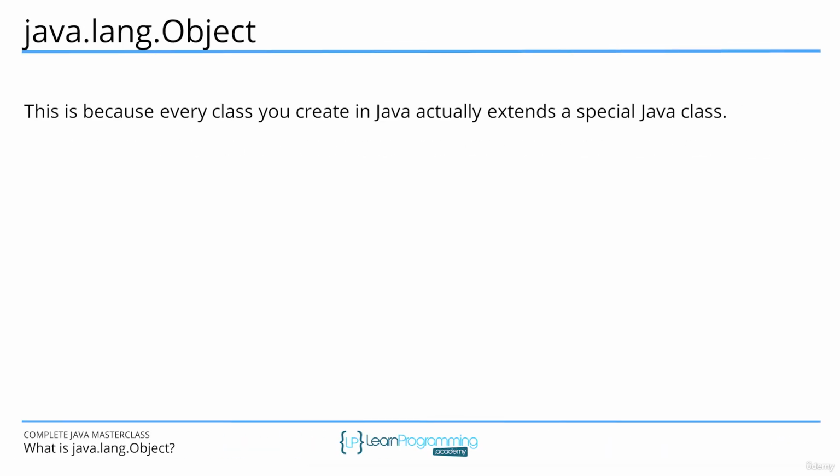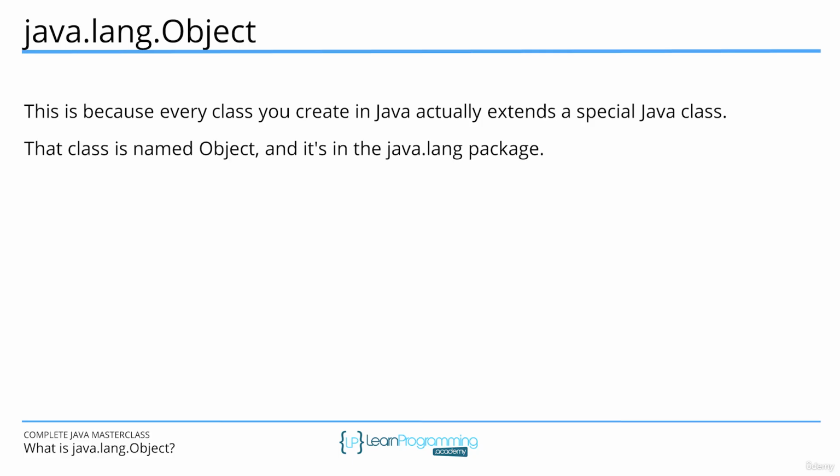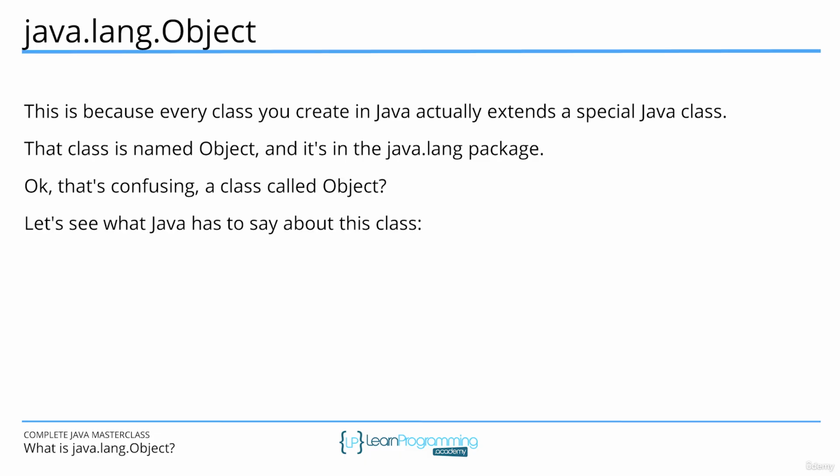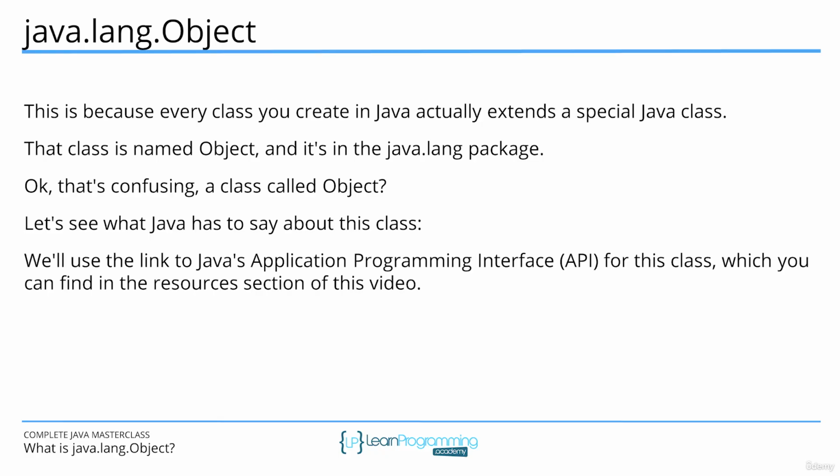This is because every class you create in Java actually extends a special Java class. That class is named Object, and it's in the java.lang package. Okay, that's confusing. A class called Object. Let's see what Java has to say about this class. We'll use the link to Java's Application Programming Interface, API, for this class, which you can find in the resources section of this video.